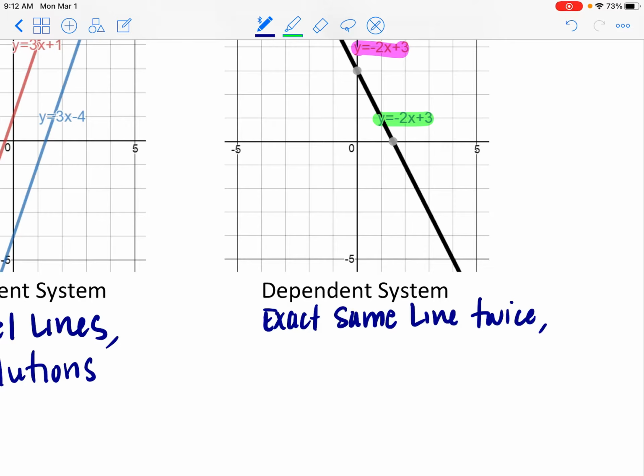And so there's an infinite number of solutions because these lines overlap, or they have every single point in common. Now, you can't just put in any point. Obviously, only the points that are on the line are going to be solutions to that system, but those lines go on forever, so the solutions are infinite.